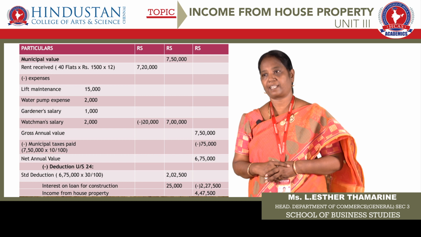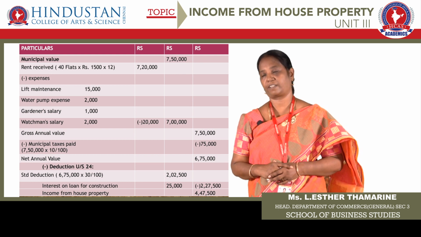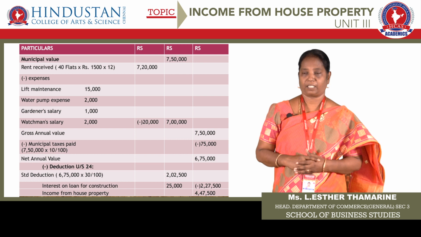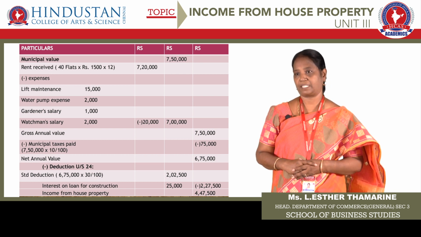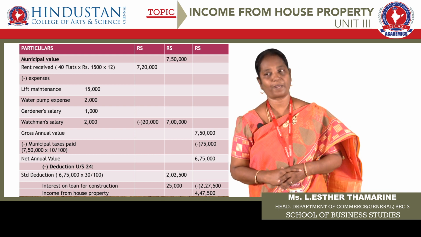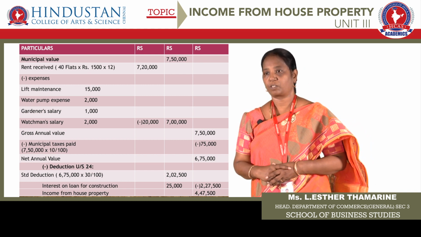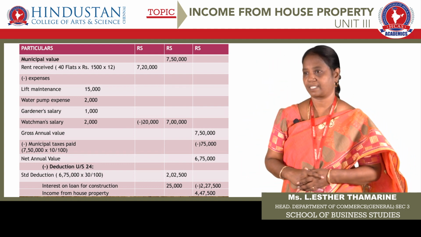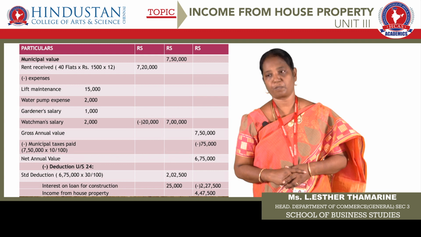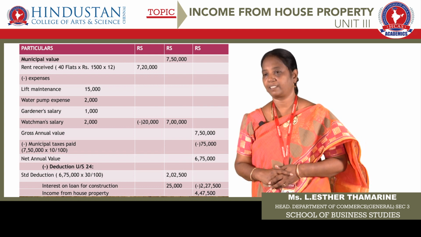So the municipal value is 7,50,000 and the rent received: he has 40 flats, each flat's rent received is 1,500 for 12 months, which is 7,20,000. He can claim expenses like lift maintenance, water pump expenses, gardener's salary, watchman's salary. All these put together we have 20,000 as expenses. This 20,000 is deducted from the rent received, 7 lakh. So we compare the municipal value and the actual rent received, whichever is higher will be the gross annual value. From the gross annual value, we deduct the municipal tax paid, 10%. So gross annual value minus the municipal tax gives the net annual value.